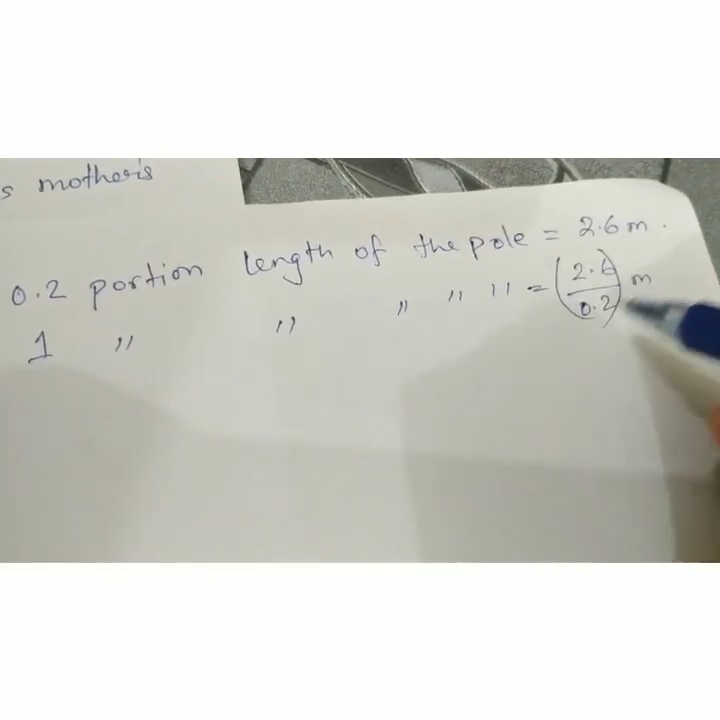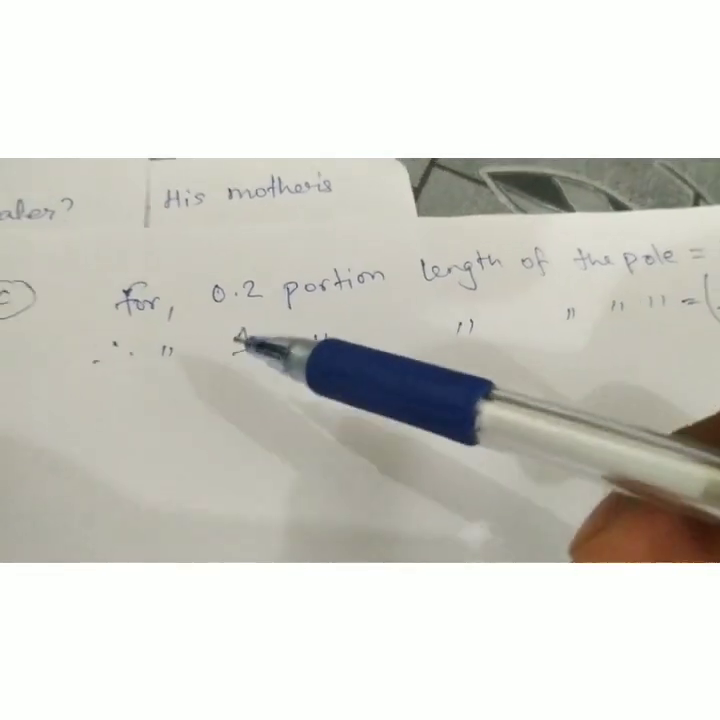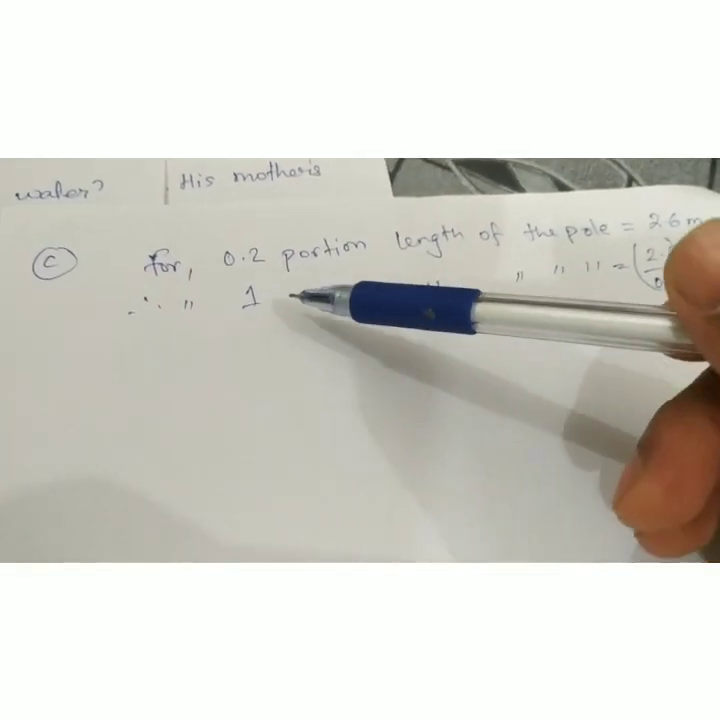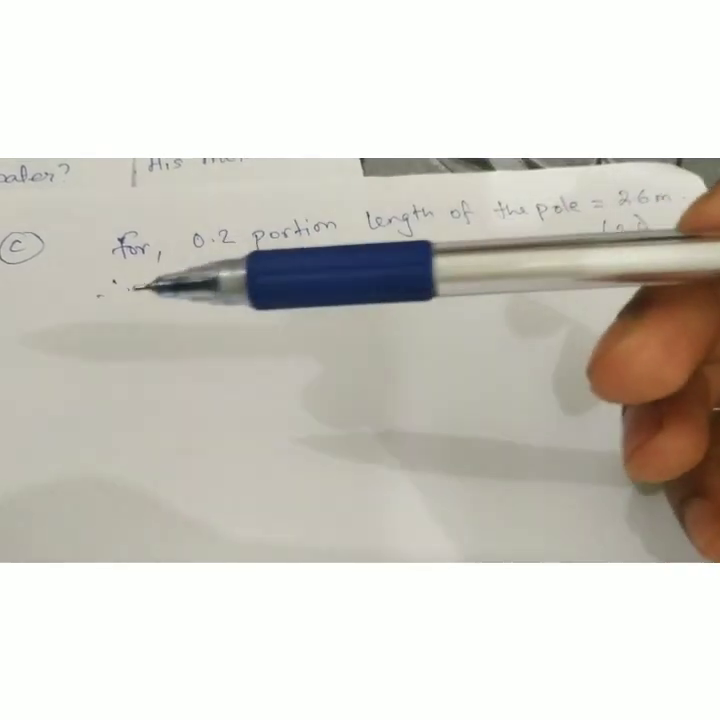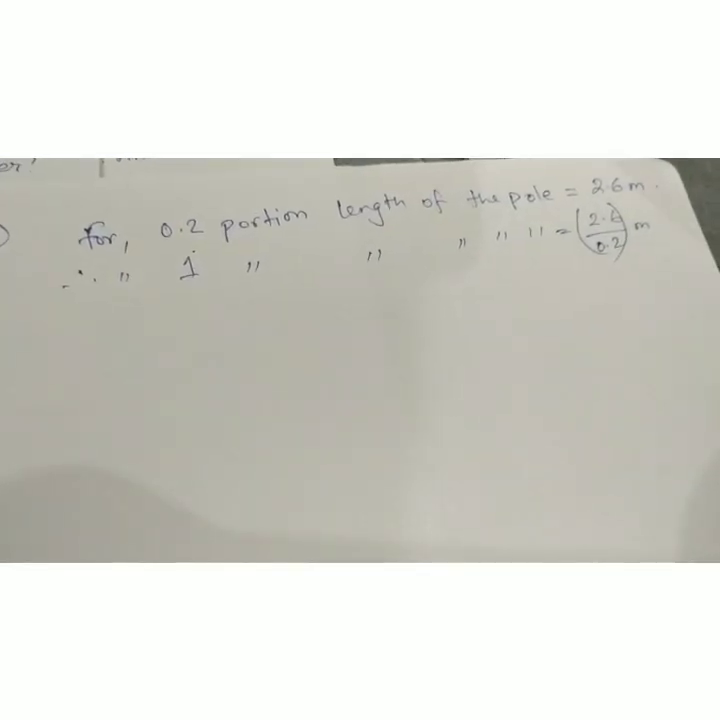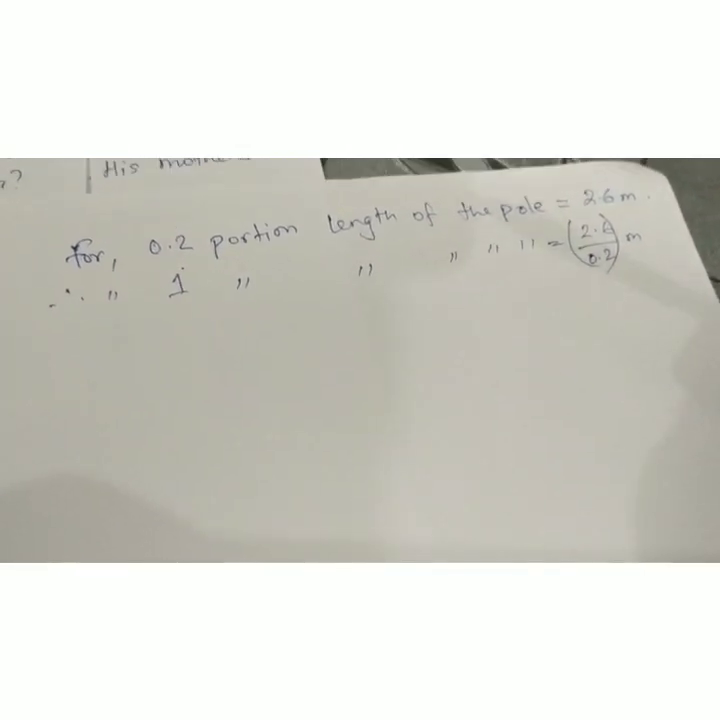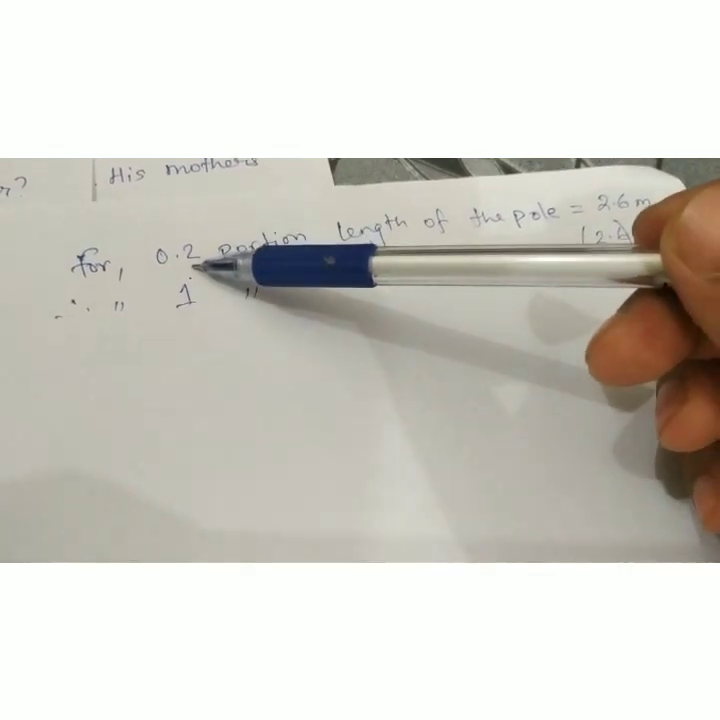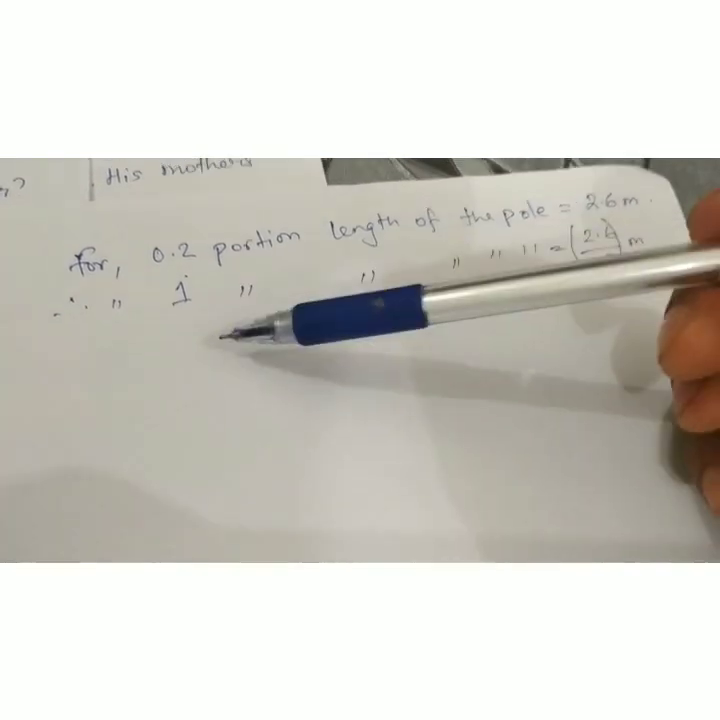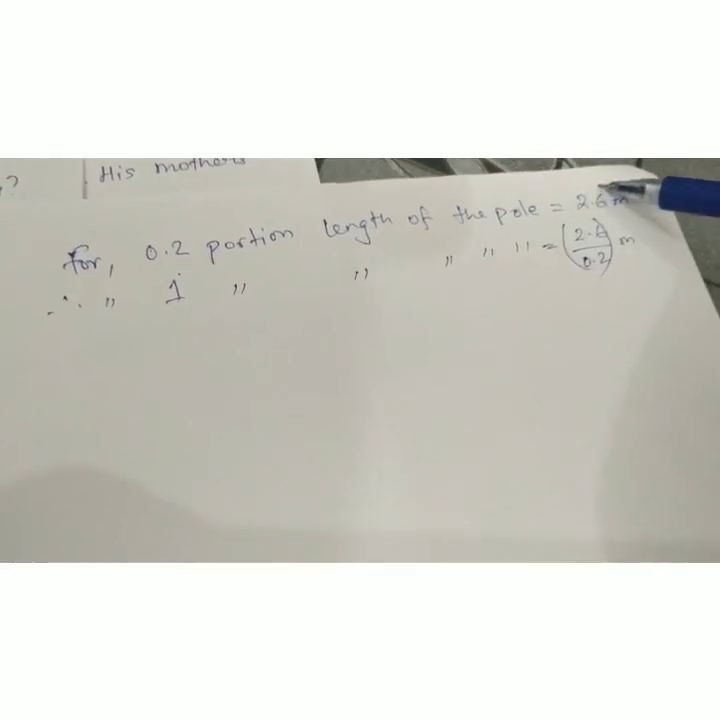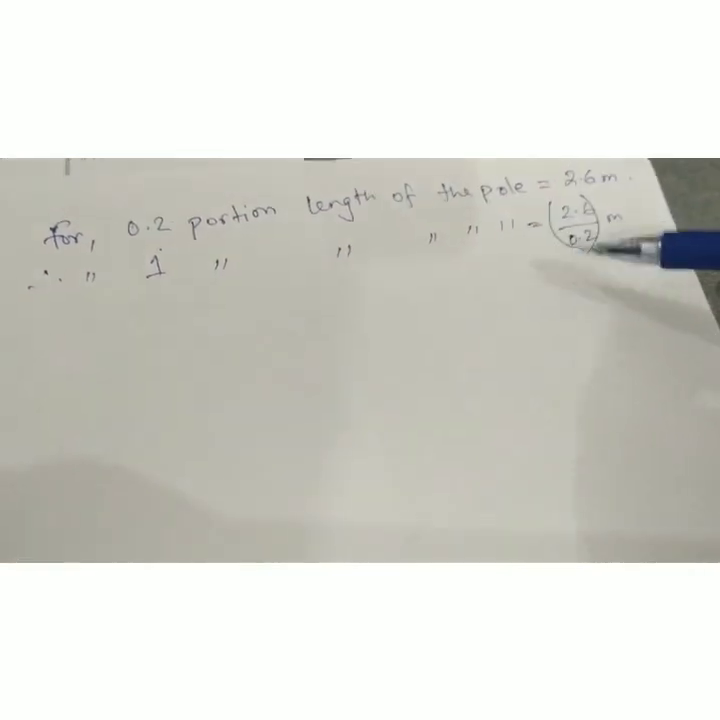Now why am I dividing? I already discussed this in my previous class. If we are trying to find out for one portion, we always need to divide, right? Like in my previous problem as well, 5.4 meters was divided for 6 students. So for one student, what did we do? 5.4 divided by 6. So in this case also, for 0.2 portion, the length of the pole is 2.6 meter. So for one portion, length of the pole will be 2.6 divided by 0.2.